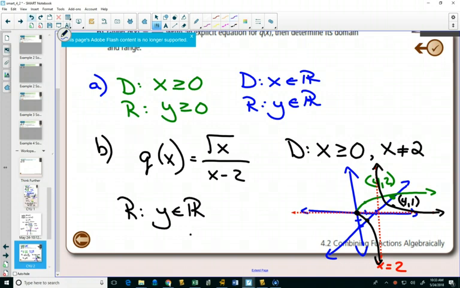Questions for practice on this one: 6, 13, and 16.